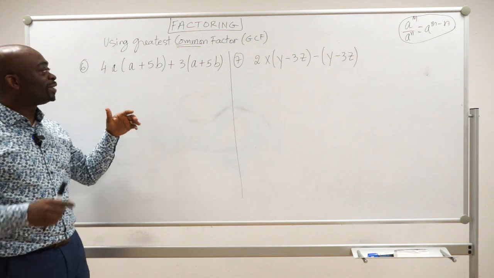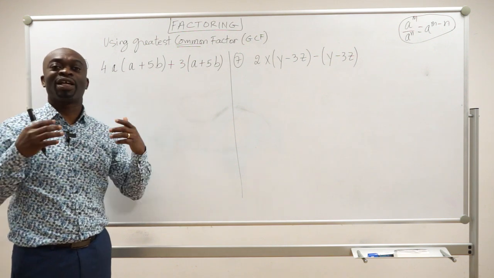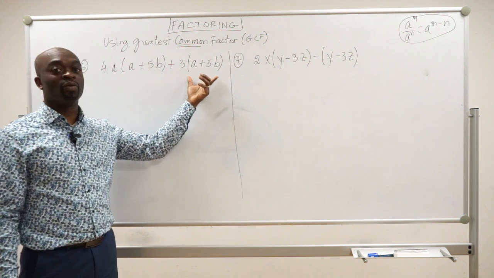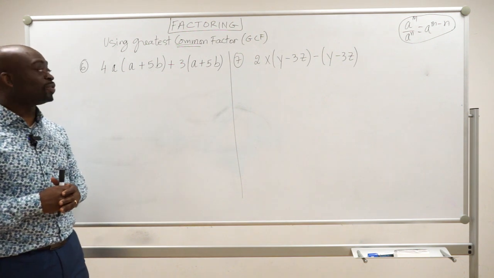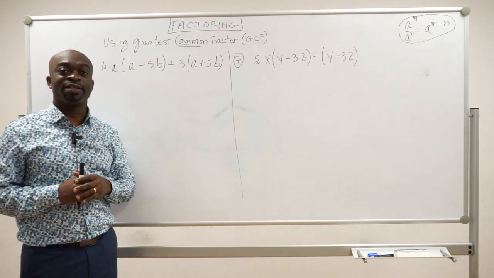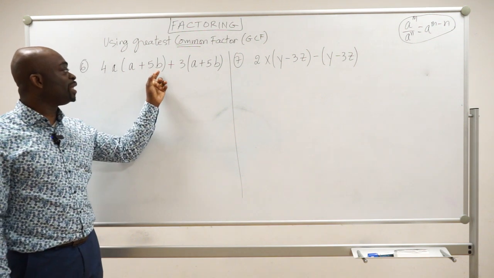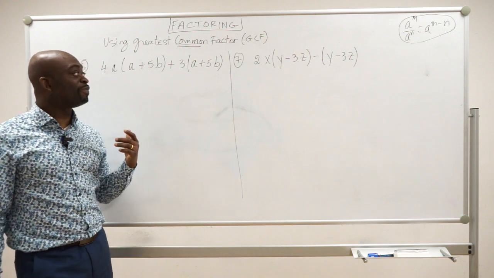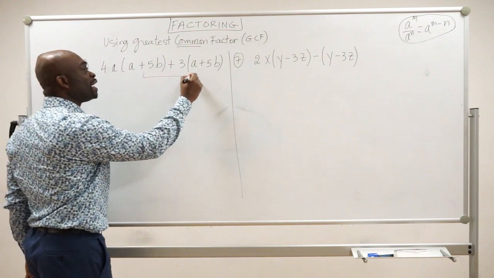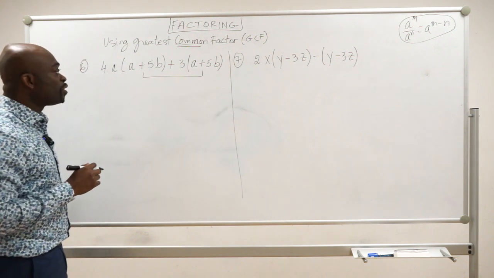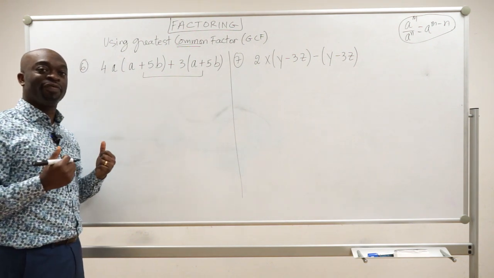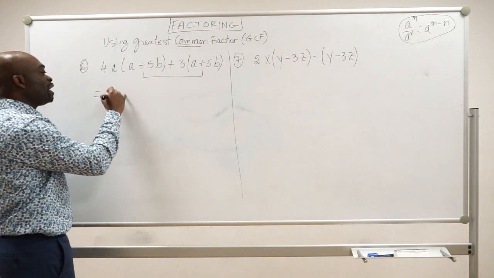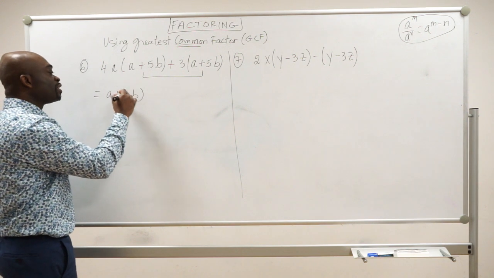Now the question is, what do you have in common for those two expressions? This one is one expression plus another one. So what do we have in common for these two? It's what we have inside the parentheses. We have a plus 5b here, we have a plus 5b there. Because both of them are a plus 5b, these are the greatest common factors that we have. So what we're going to do is collect our greatest common factor, meaning we're going to pull out the greatest common factor. It's going to be a plus 5b.